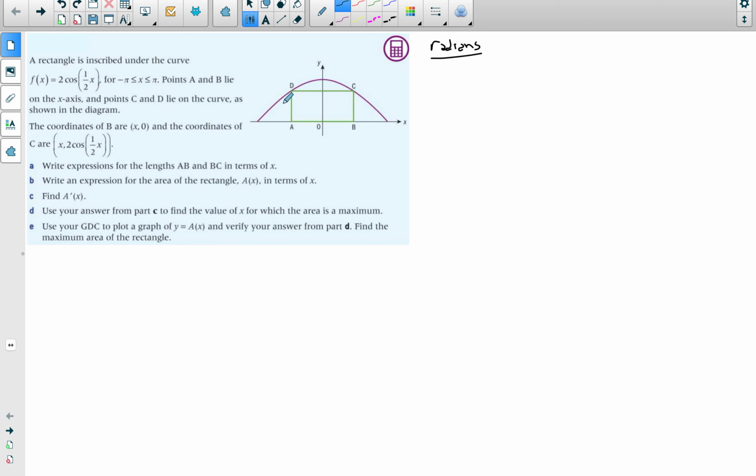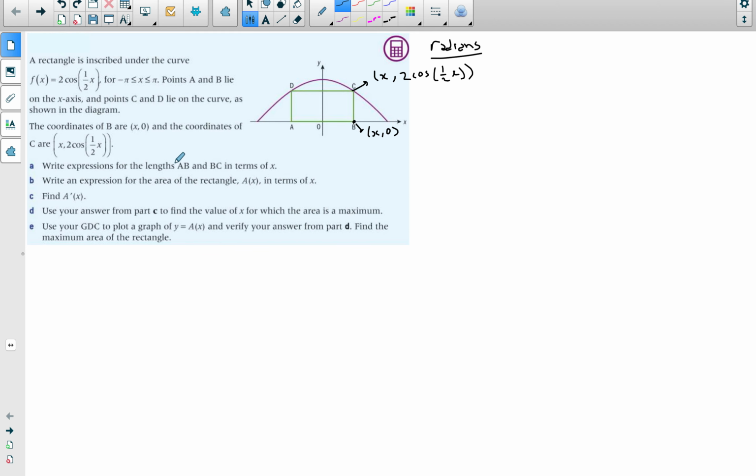So we have this shape, and we're concerned about this rectangle that's inscribed in there. Let's just put all the points in here. This is x, 0. And the point C is this complicated x, 2 cos 1 over 2 x. It seems a bit odd, but just take it as a number here.